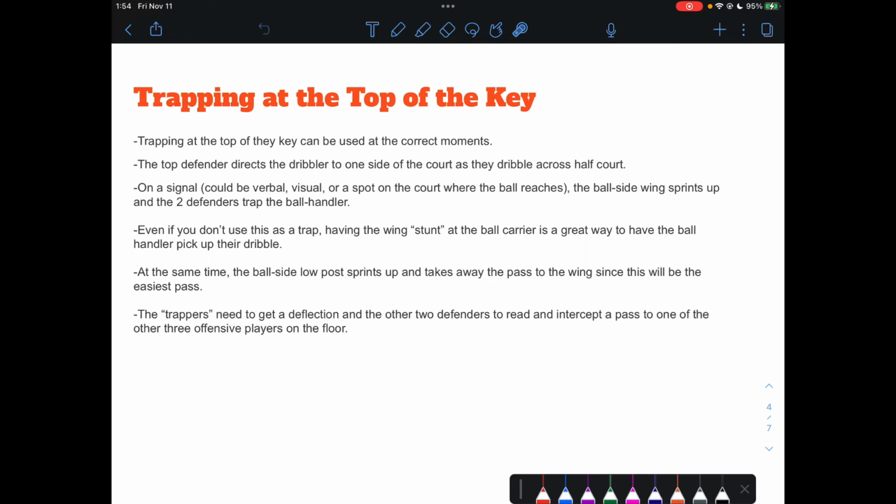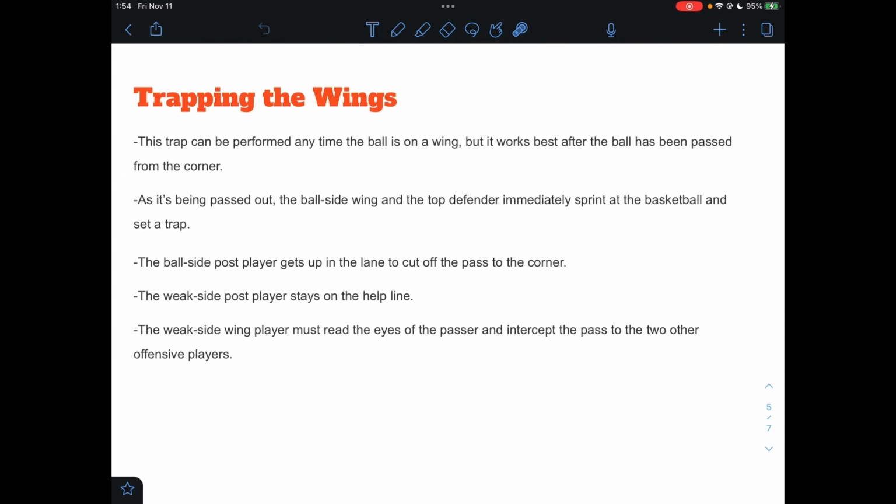Our next trap is going to be at the wings. This trap can be performed at any time the ball is in the wing, but it's best when the ball is moving from the corner to the wing. You'll see why here in a second.